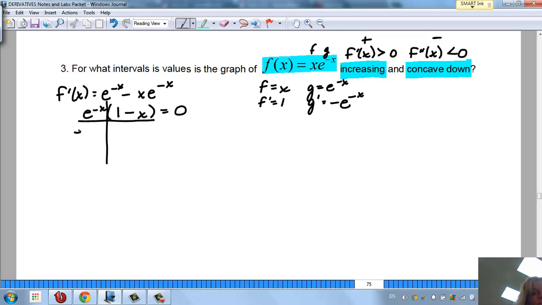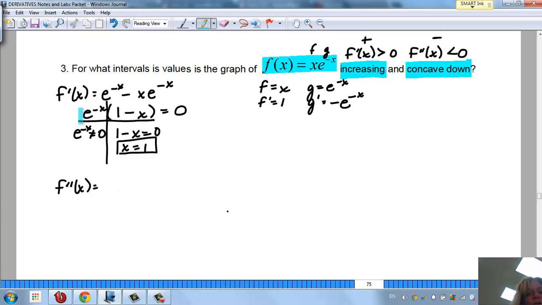Looking at this piece right here, e to the negative x will never equal 0, so thanks for your help, thanks for playing. This is 1 minus x equals 0, so x equals 1. So right at x equals 1, there's going to be a turn of some sort, a curve, where the slope is 0. Now we want to do the second derivative because we're going to have to find that information.